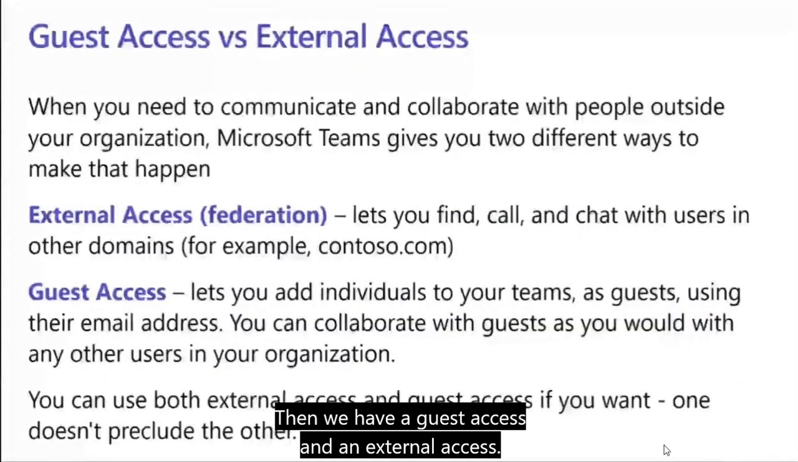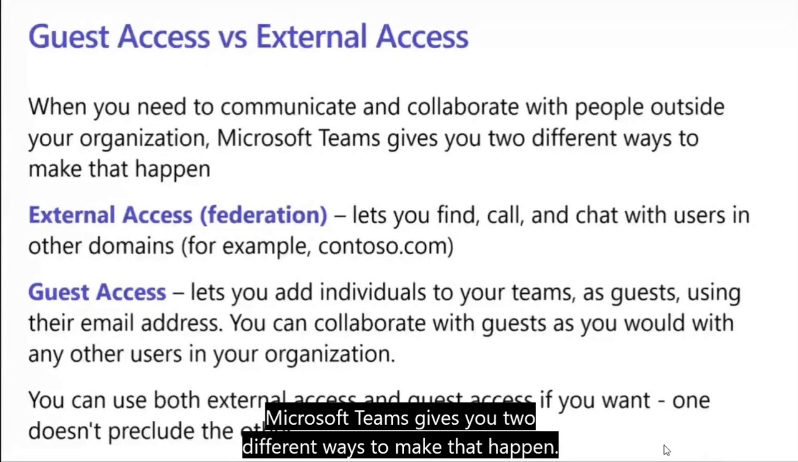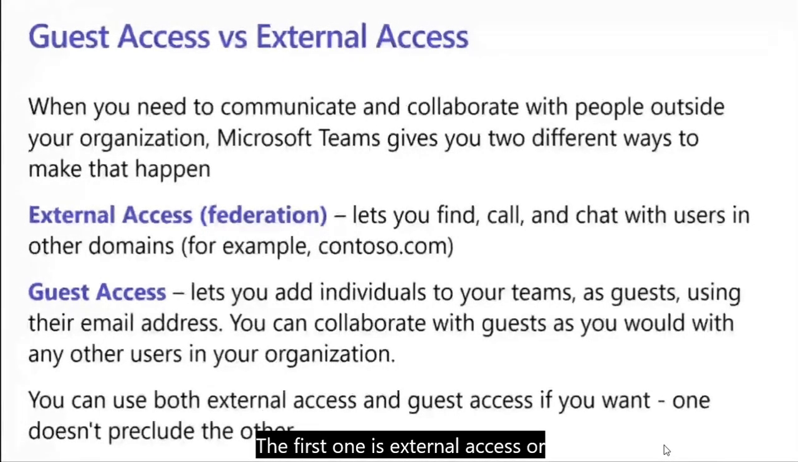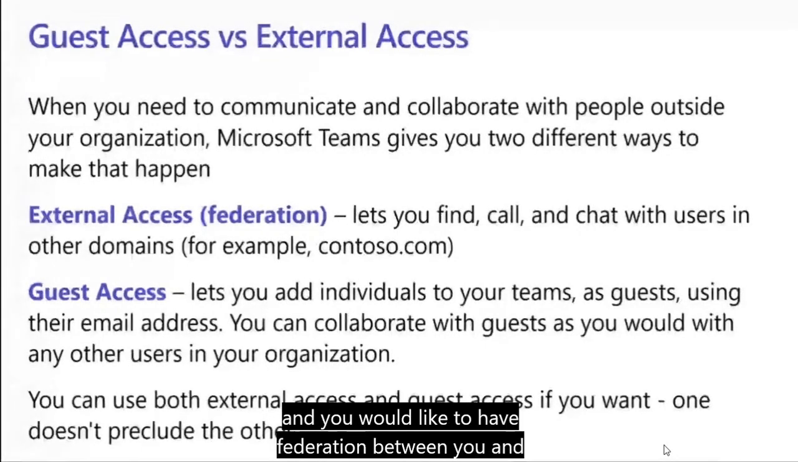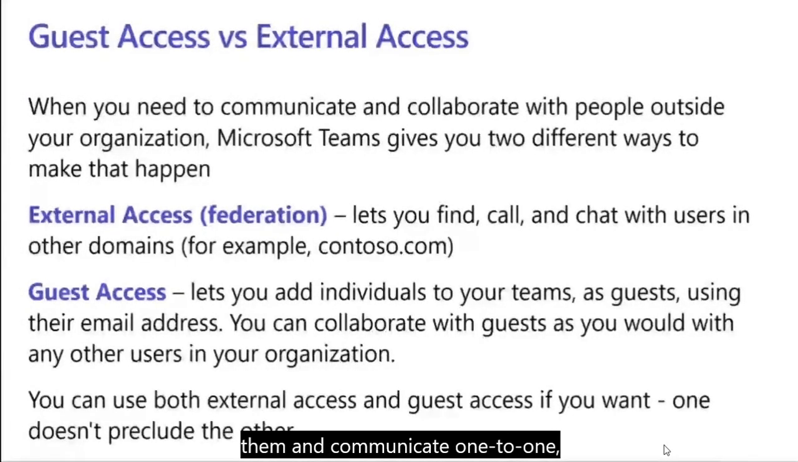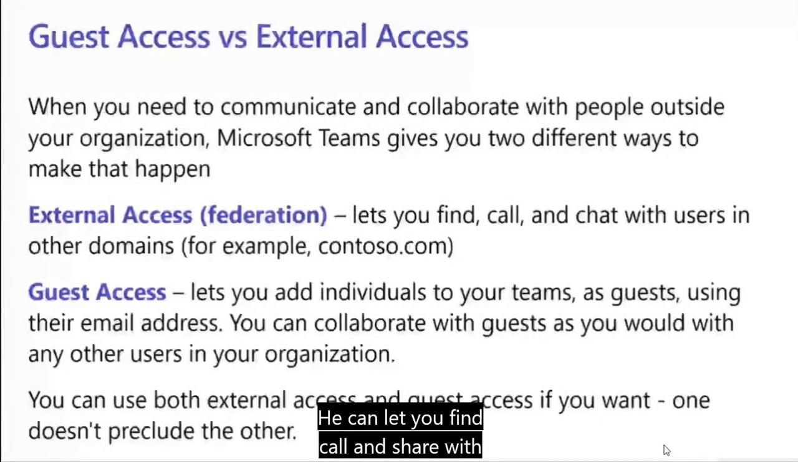And then we have guest access and external access. When you need to communicate and collaborate with people outside your organization, Microsoft Teams gives you 2 different ways to make that happen. The first one is external access, or federation, between 2 different domains. For example, your domain is contoso.com and you have a domain called fabricam.com, and you would like to have federation between you and them and communicate, like one-to-one calls, group calls, and so on. So you can find, call, and chat with users in another domain like fabricam.com.